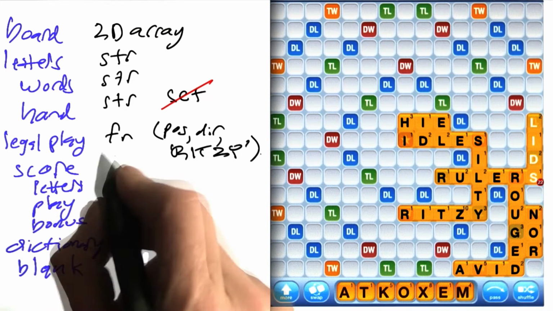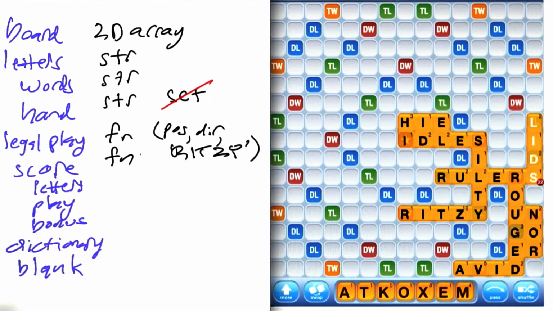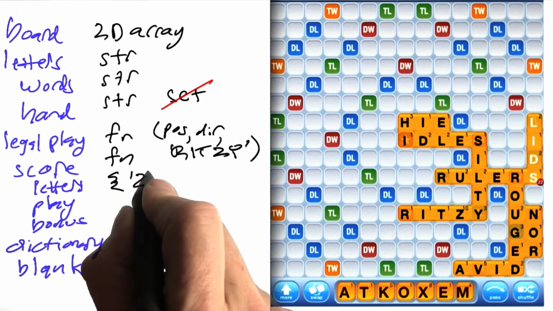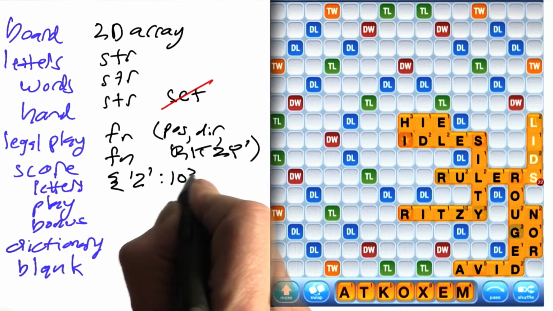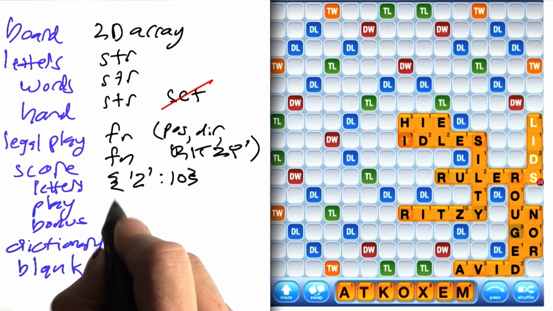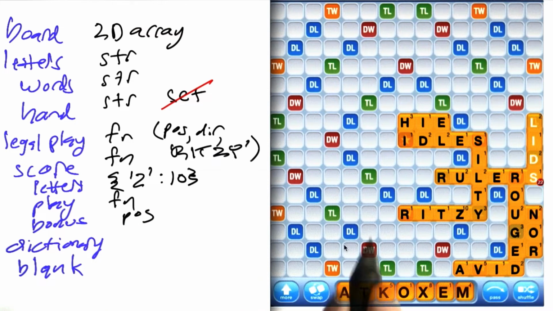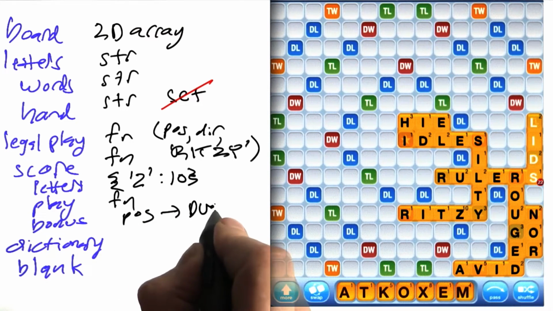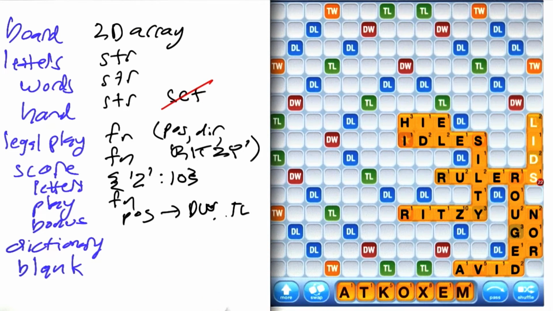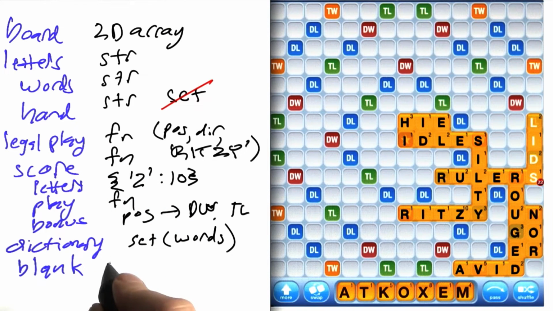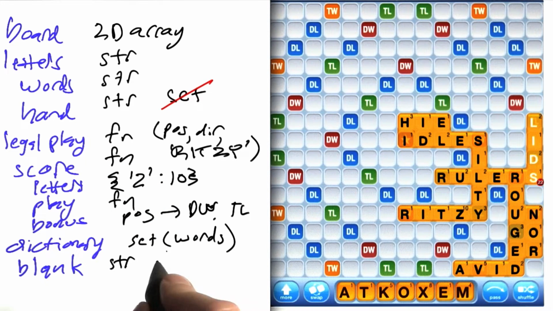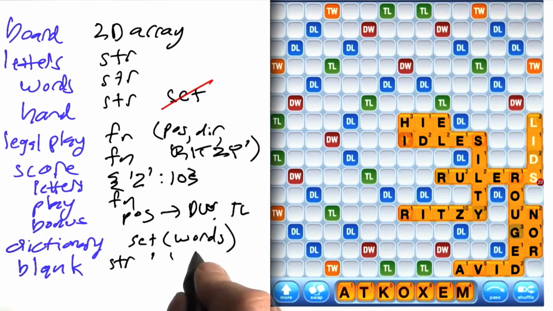A score will have some function to compute the score. For letters, we can have a dictionary that says the value of Z is 10. And for plays, we'll need some function to compute that. And for the bonus squares, we'll need some mapping from a position on the board to double word or triple letter or whatever. A dictionary is a set of words. The blank letter, well, we said letters were strings, so that's probably okay. We could use the string space or the string underbar to represent the blank, and then dealing with it will be an issue later on.